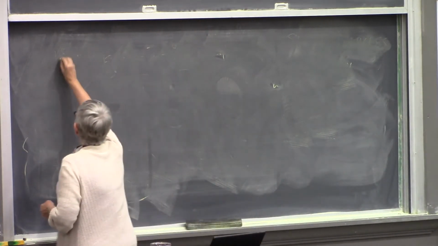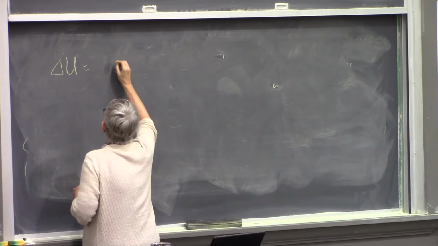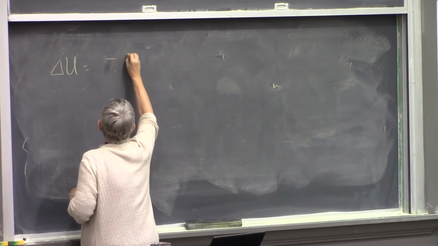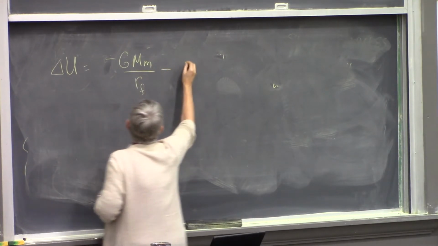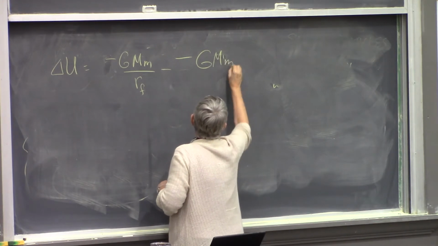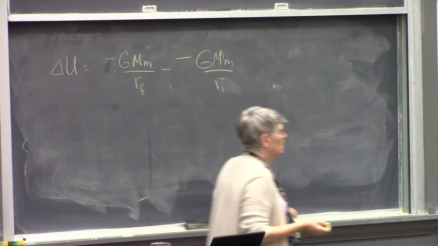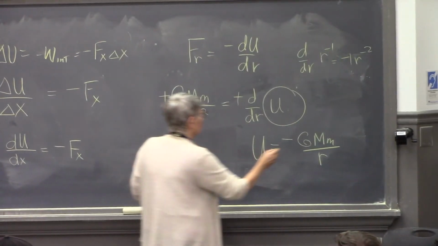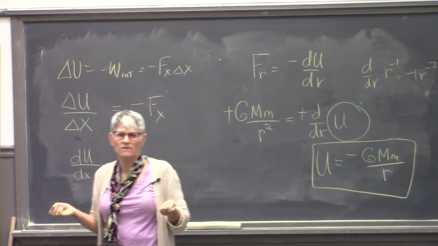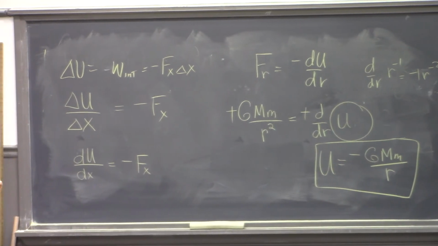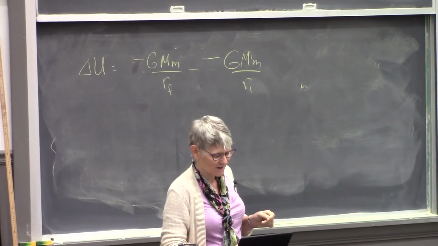So the change in potential energy from some situation to some other situation is -GM over r final minus -GM over r initial. Now note that this thing is negative. So gravitational potential energy is negative. That's okay. It's all right. It can be negative. It's okay to have negative terms in the energy equation. It all comes out all right.